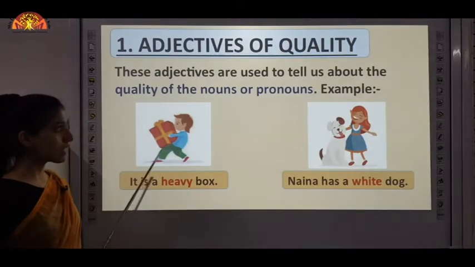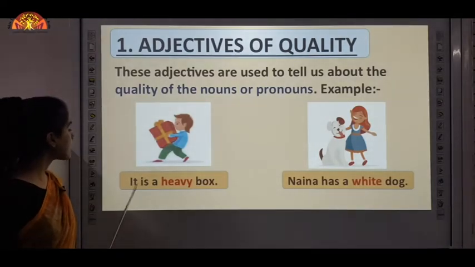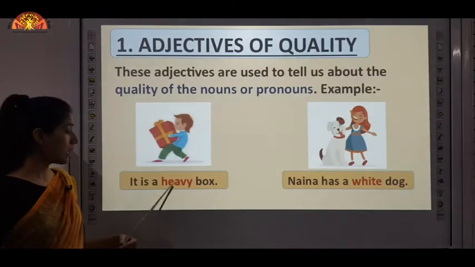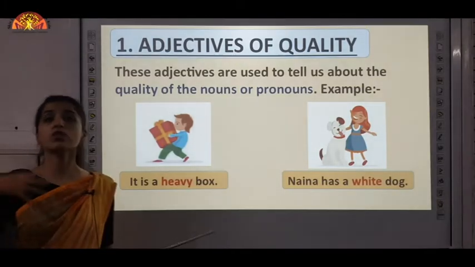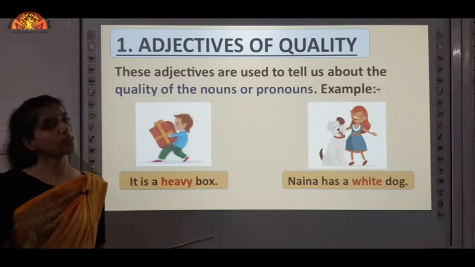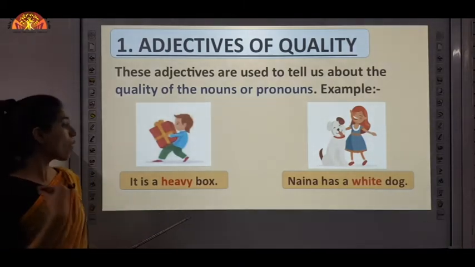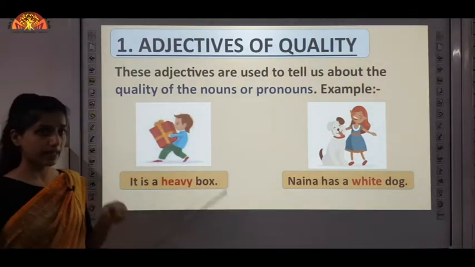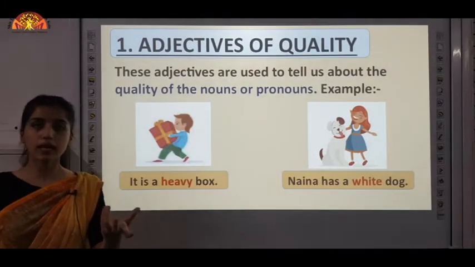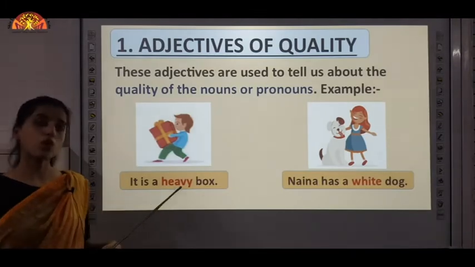So now let's see how they are placed in a sentence. Example, it is a heavy box. Here the word heavy is telling us about the quality of the box, that is what kind or what type of box it is. It is a heavy box. If I question it like this, what type of box is it, I get an answer that is heavy. If you get the answer to what kind of or what type of, the answer that you will get is the adjective of quality.